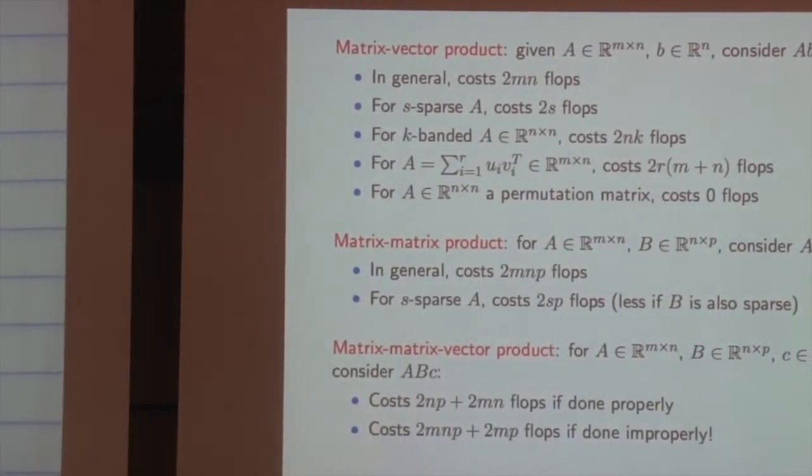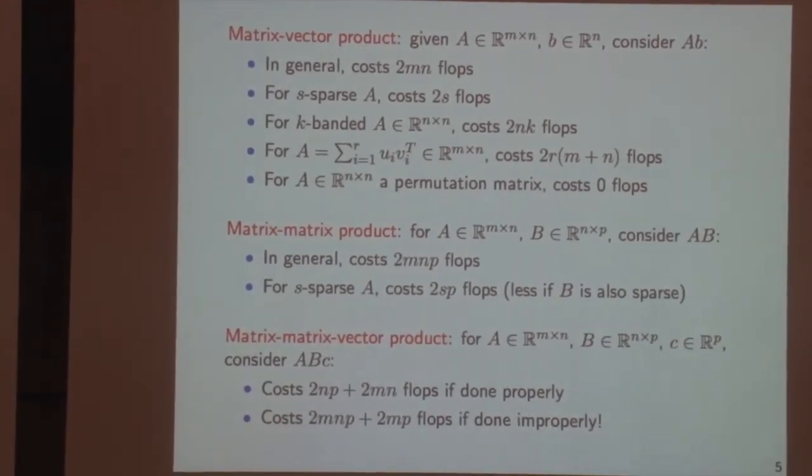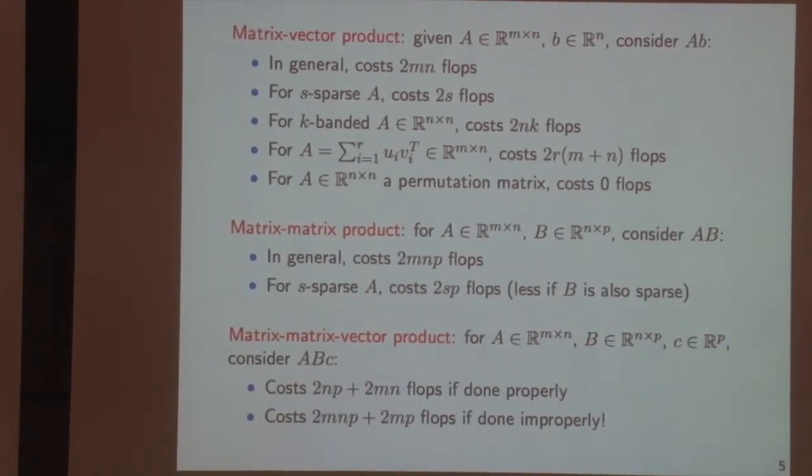For a permutation matrix, how expensive is that? A permutation matrix actually costs 0 flops because, again, we're only counting flops. So it's an imperfect measure of how expensive this operation is.